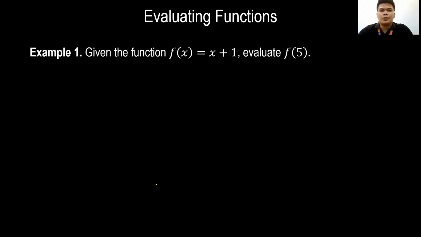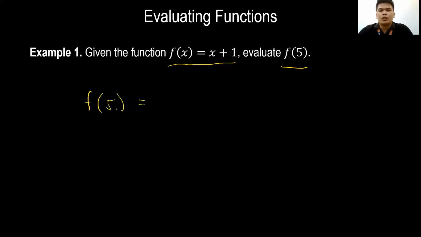First example, here we have the given function f of x is equal to x plus 1, then evaluate f of 5. So here our function is defined as f of x is equal to x plus 1. Then here we need to evaluate this function when x is equal to 5. So to do this, we have f, open parentheses. Then we take the value of x that we need to evaluate. Then, of course, we have 5.